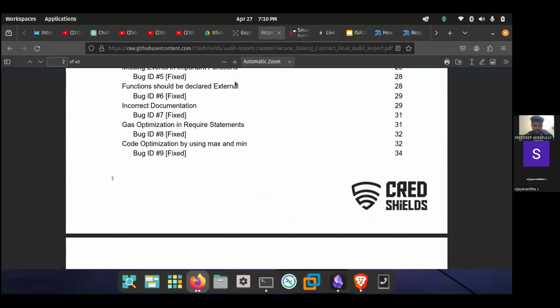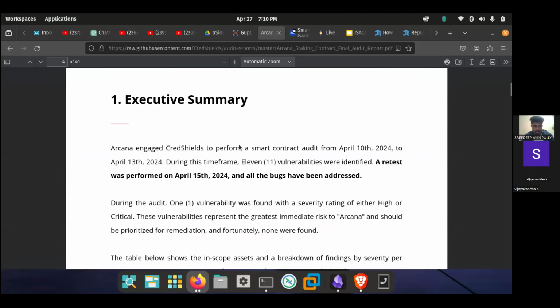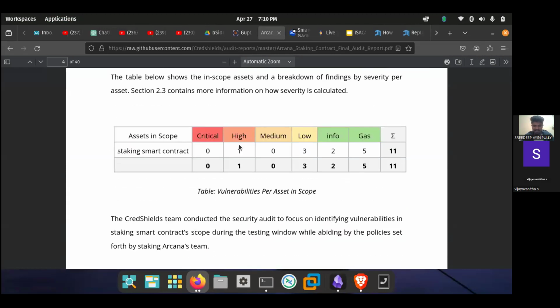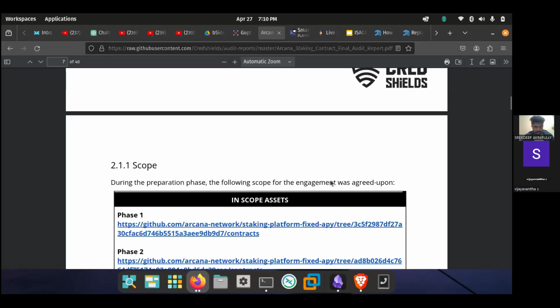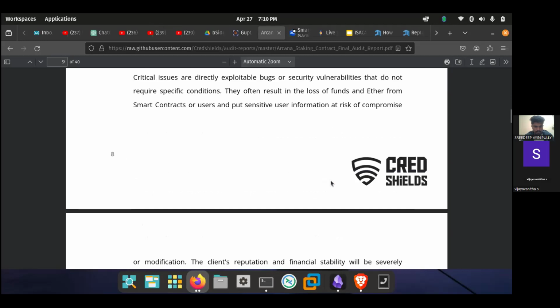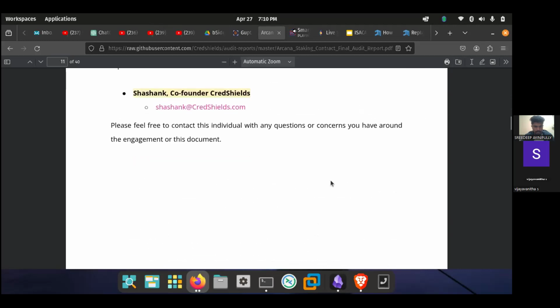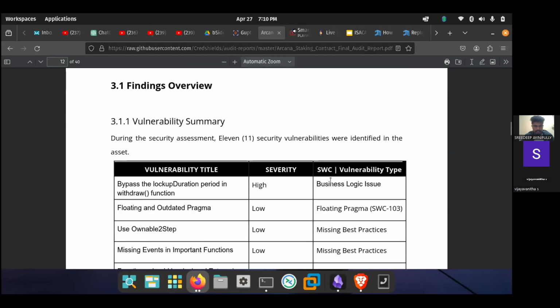So this is the report of Crutchfield. They audited a smart contract. This is a real-world kind of thing, like the report which we have. Okay, so this is the finding. See assets in scope, critical, high, etc. Retest. See, this is the finding list. Vulnerability: bypass the long duration period in withdraw function. This is categorized as high, and it is a business logic one.